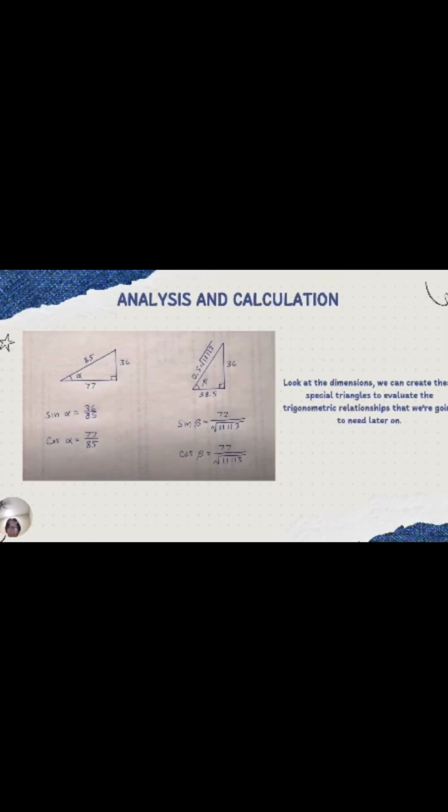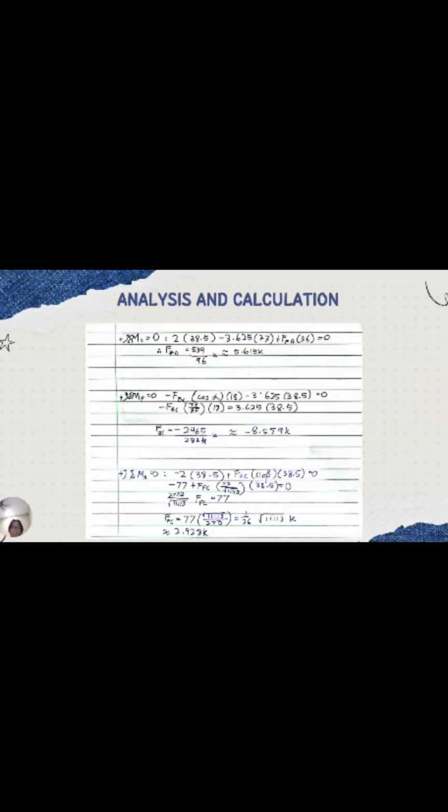And these are the special triangles that we created to evaluate the trigonometric relationships that we are going to need later on. And this is the analysis calculation. We find FFG, FFC, FBC, and so on.